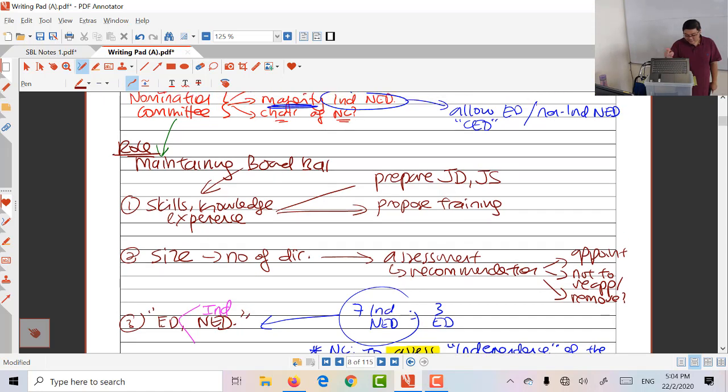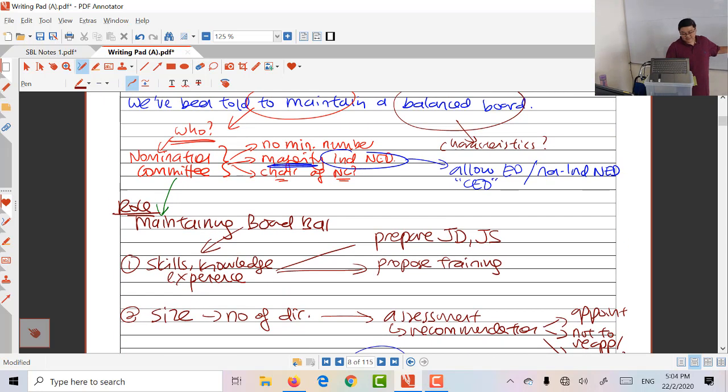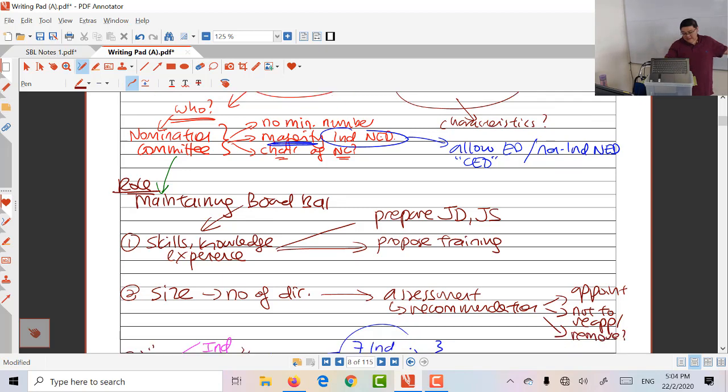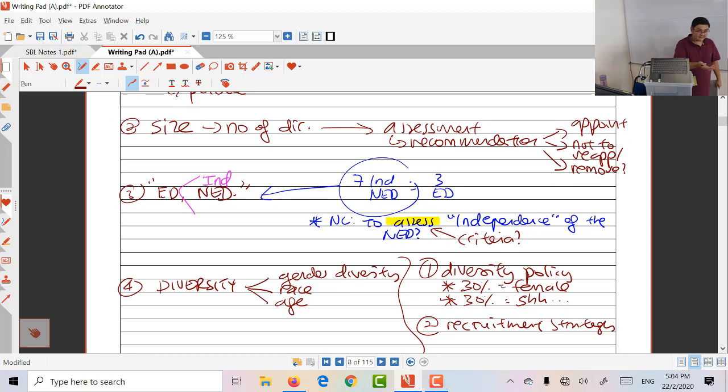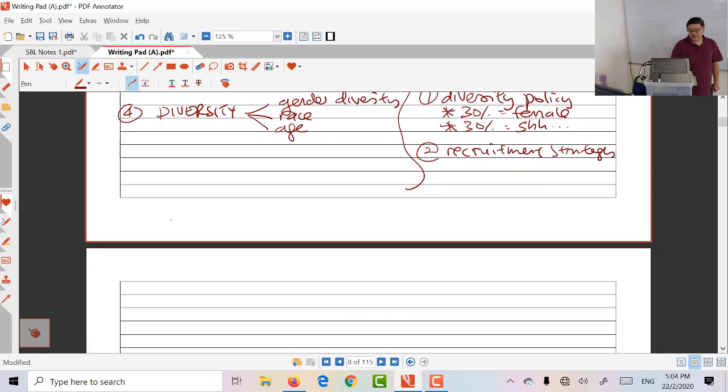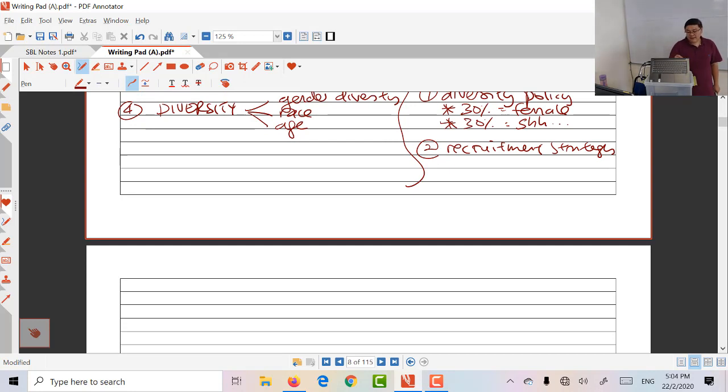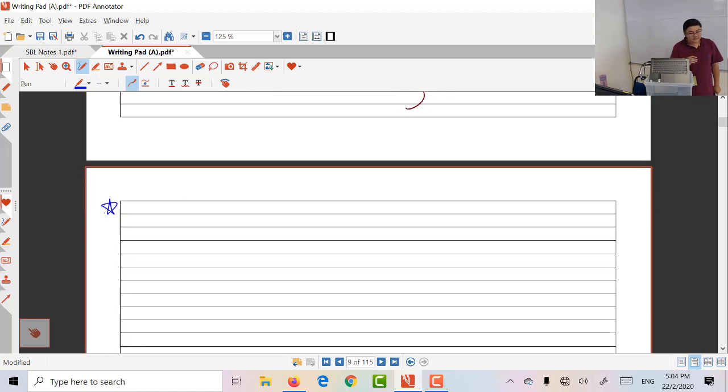Okay, before I move on to the next part, let's just come back to this. I told you about the four types of balances that the nomination committee takes care of. And I also highlighted to you that we have to consider how memberships are refreshed.